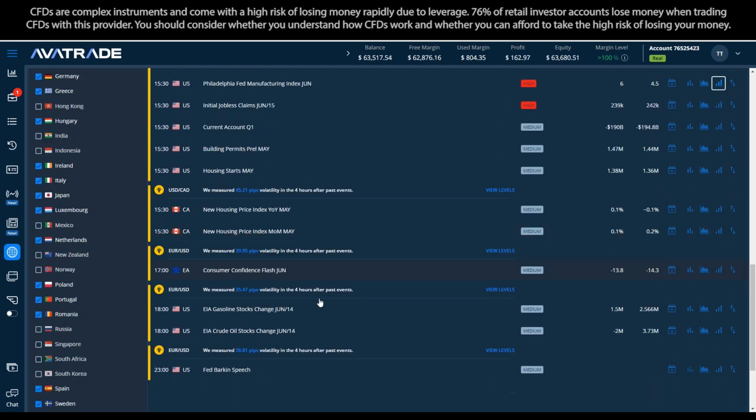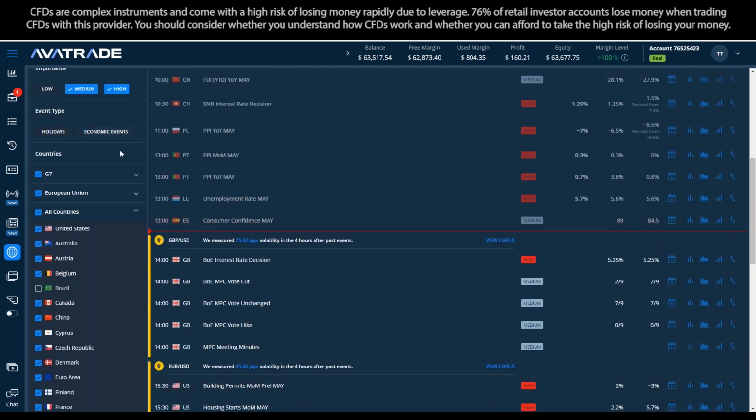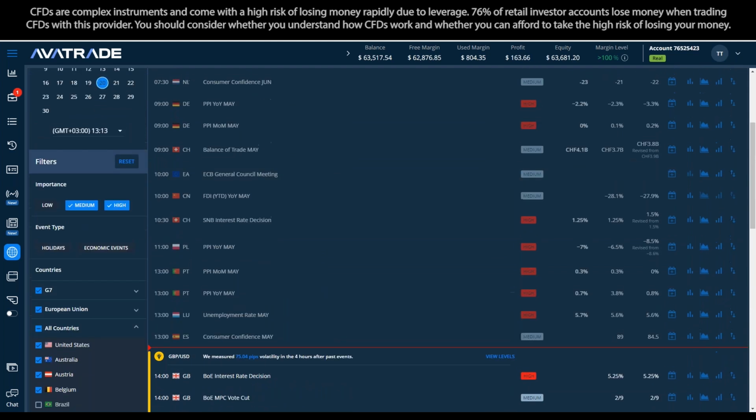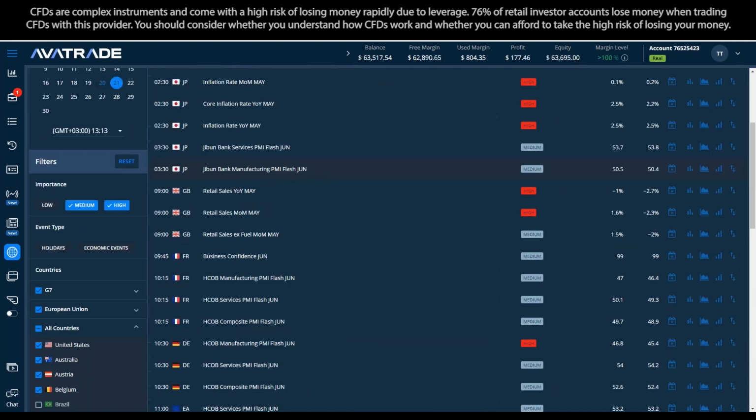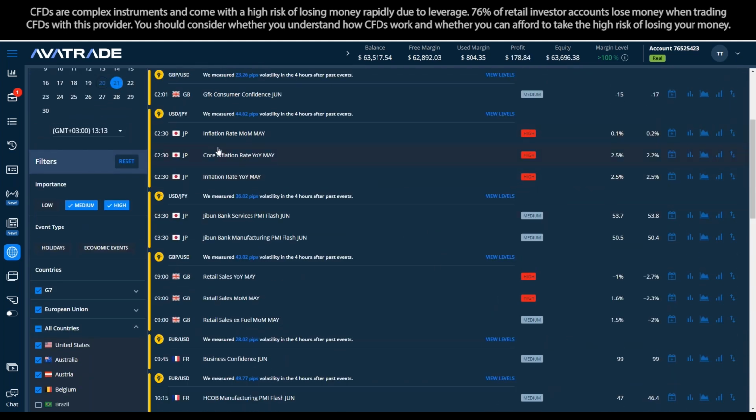We can also look at tomorrow maybe. I don't see any other high-level announcements today. So if we go to the calendar and switch to tomorrow, the inflation rate data out of Japan, I already checked it. It's listed as high level, but there's really not much movement from it in the past.